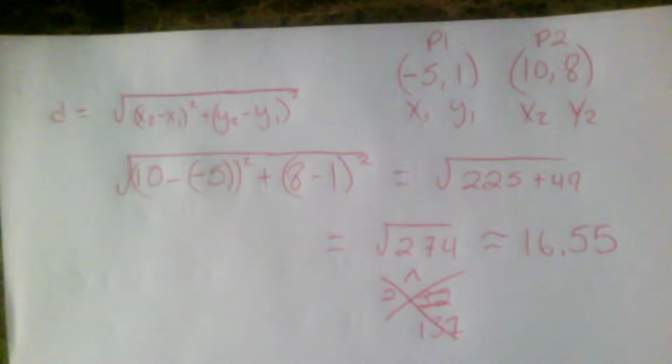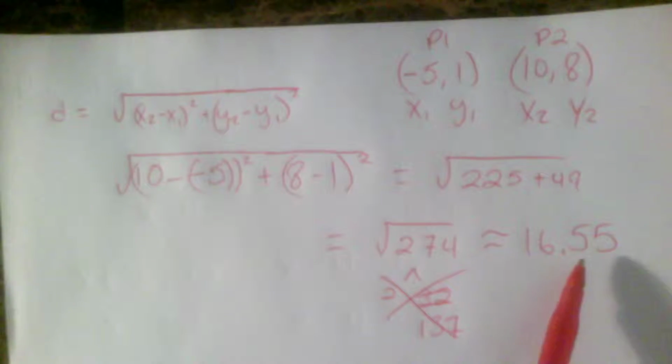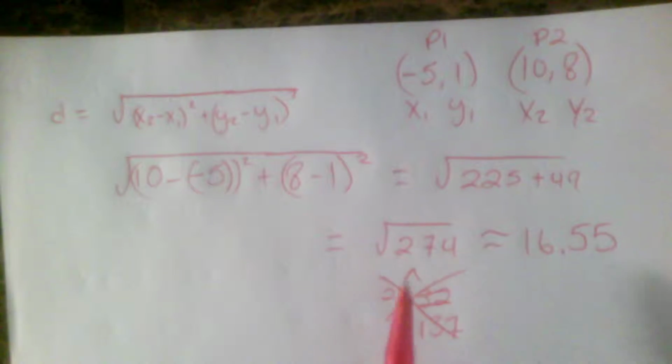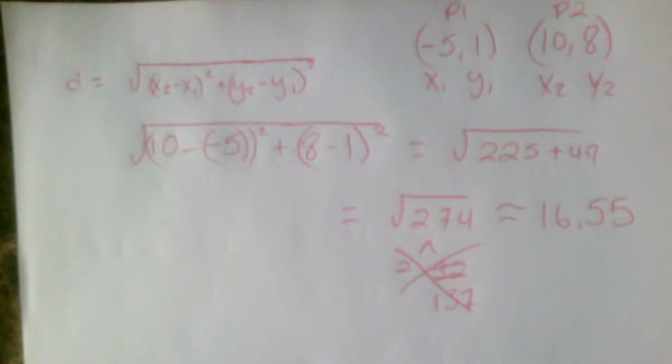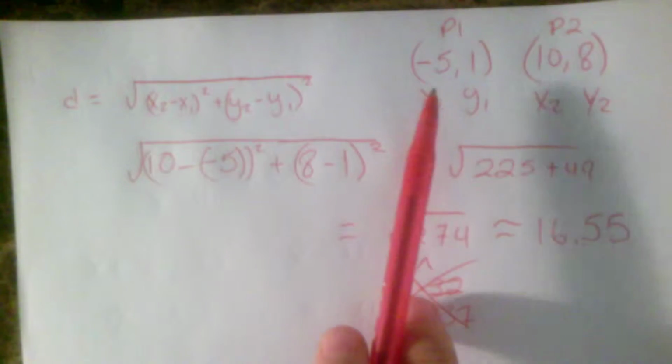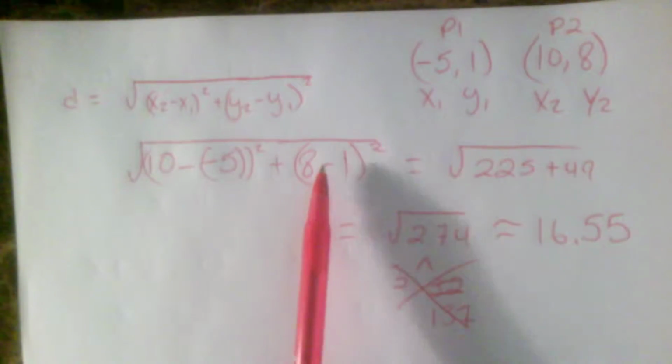That's fine. In any case, you could just type this into a calculator and get that answer. If you want to put the radical answer, make sure to simplify your answer. And that's it for distance formula. So you just have to name your points, name x1, y1, x2, y2, and plug them all in.